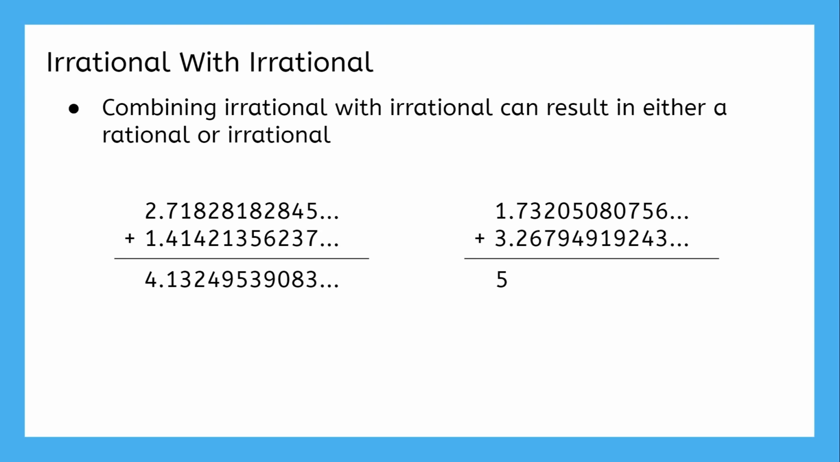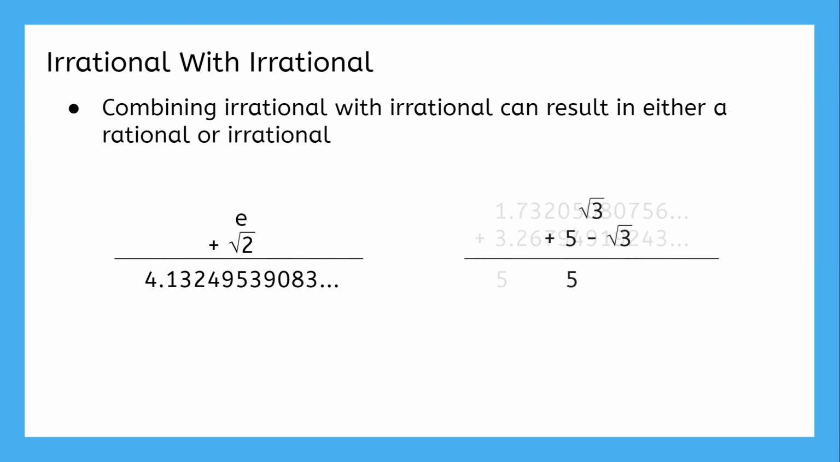For instance, this first example we did was actually Euler's number plus the square root of 2. Nothing here zeroes out or cancels, so it just ends up as another irrational. But in the second example, we were adding the square root of 3 plus 5 minus the square root of 3. Square root of 3 plus negative square root of 3 zero out, leaving just 5, which is rational. This is how irrational numbers can somehow combine to create rational numbers. The irrational parts either zero or cancel out.